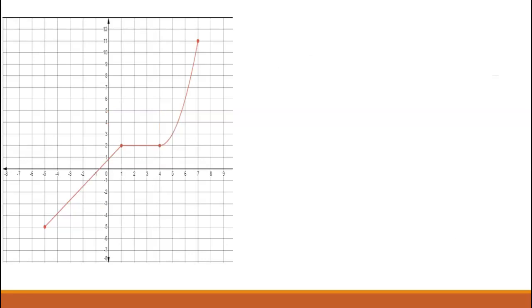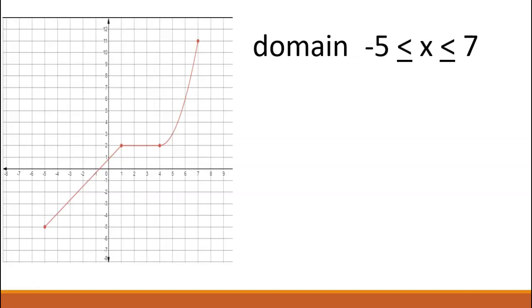Let's look at the graph of a piecewise function, g of x. Moving from left to right along the x-axis, you can see that the domain of this piecewise function is -5 less than or equal to x, less than or equal to 7. Can you see how the domains of each individual subfunction come together to make the overall domain? What if the horizontal segment from 1 to 4 were removed from the graph? How would this change the domain?